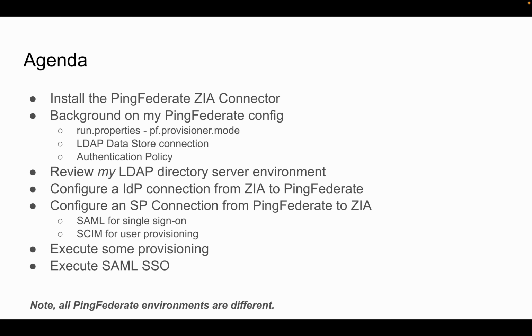So I've got, as I mentioned, my LDAP directory server environment. I'll give you just a quick overview of what that looks like. We'll configure an IDP connection from ZIA to PingFederate. And then from the reverse perspective, we'll configure an SP connection from PingFederate to ZIA. That's going to leverage the ZIA connector, which provides a bunch of templated parameters for that configuration to make that easier. But that'll result in a SAML connection for single sign-on, as well as a SCIM connection for user provisioning. Then we'll execute some provisioning and execute SAML SSO.